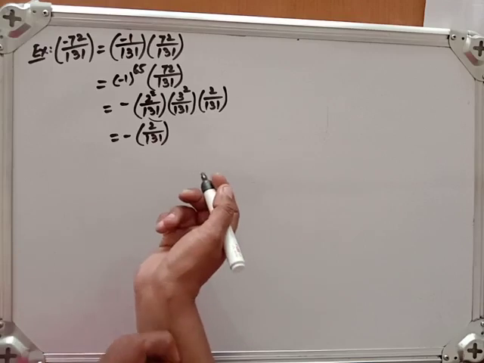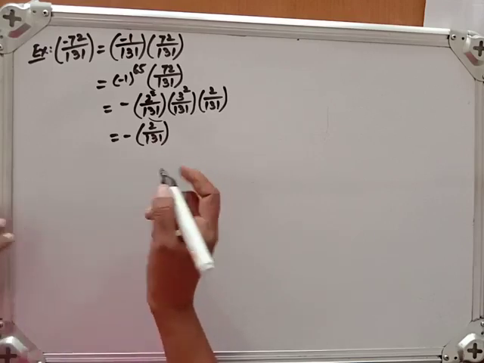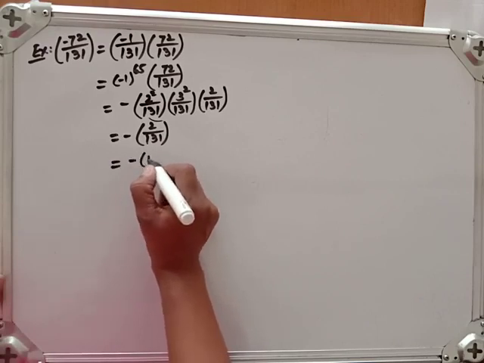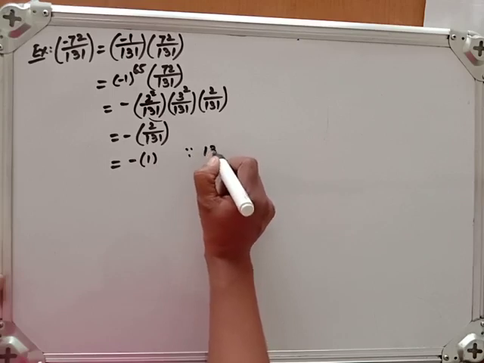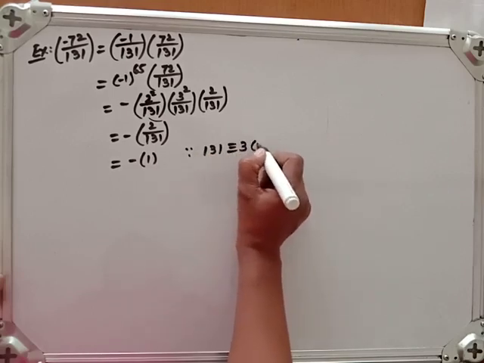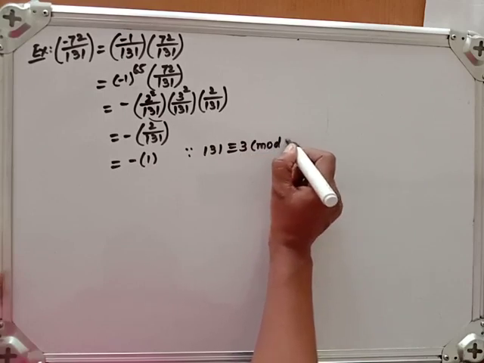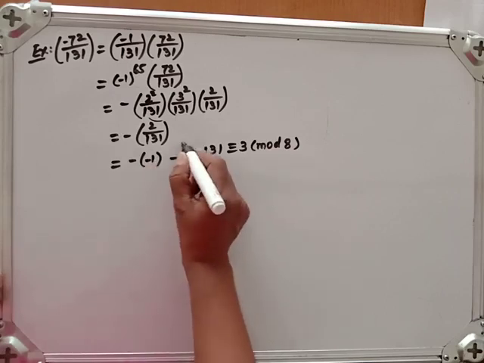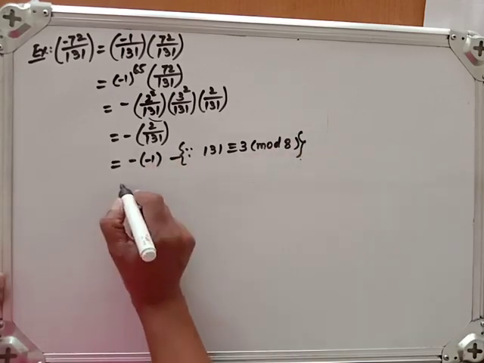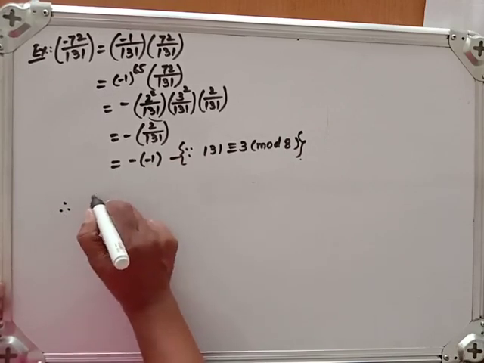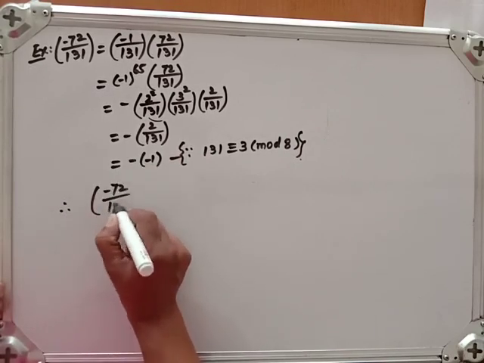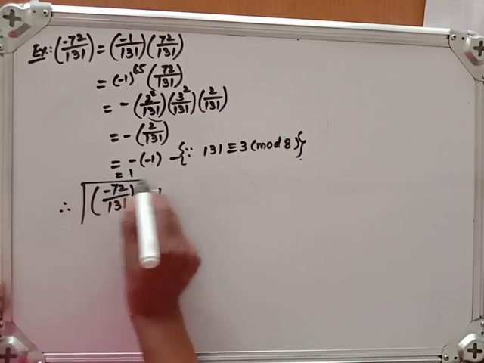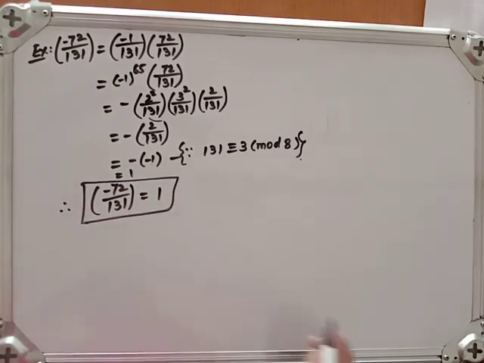So now this is equivalent to what? Minus of, this is 1. Since 131 is congruent to 3 modulo 8, it will be, sorry, it is minus 1. Okay, as this is the reason. So we get the Legendre symbol of minus 72 upon 131 is how much? 1. This will become 1 here. It is 1.